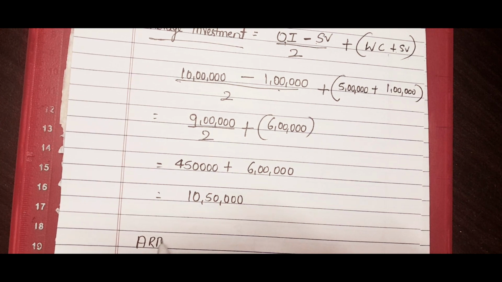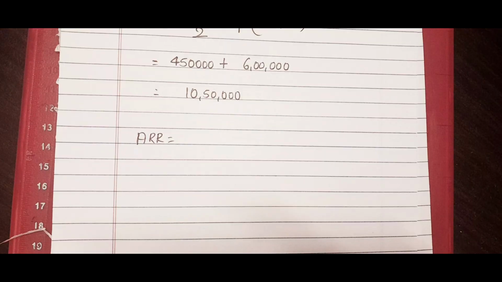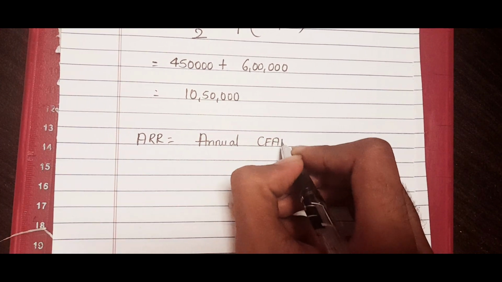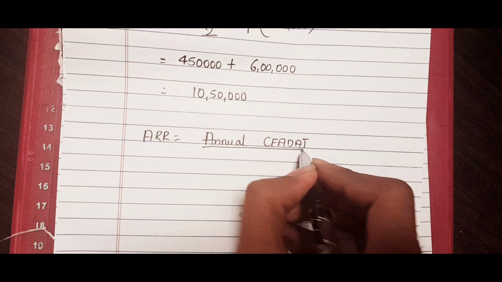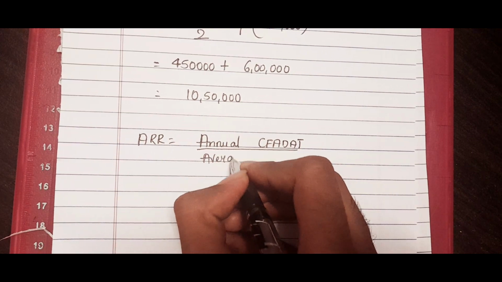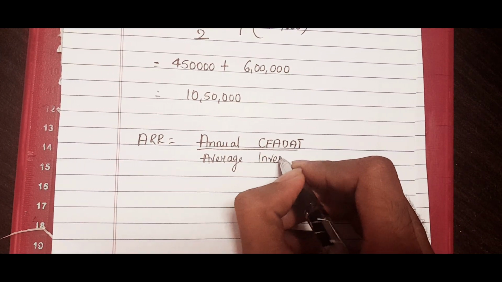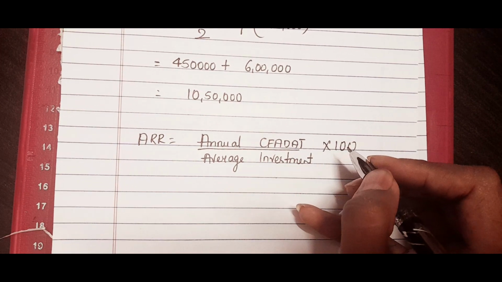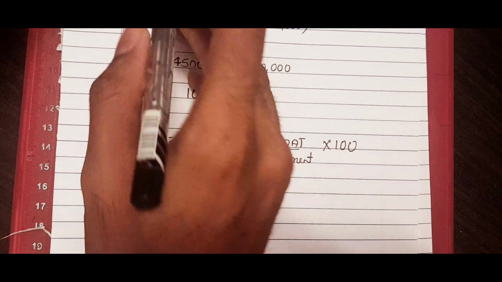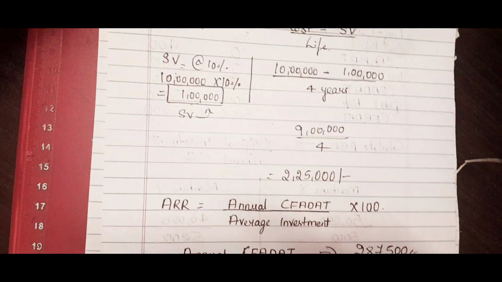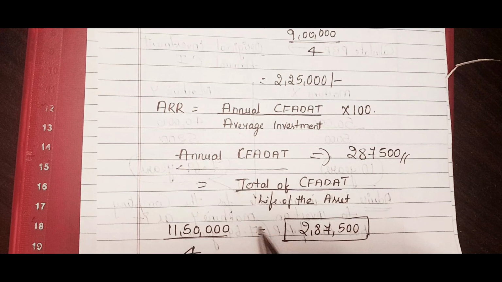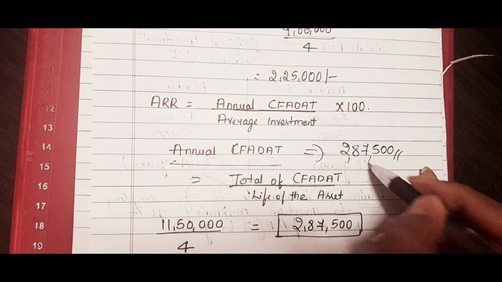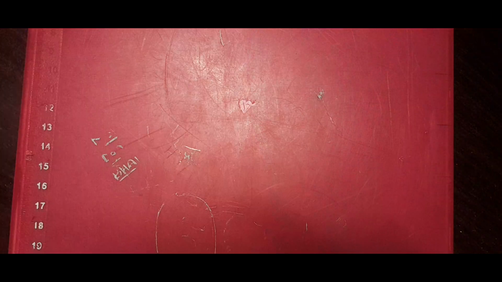What is the formula to find ARR? I told you that it is annual CFAD divided by average investment into 100. Formulas and all you have to remember; there is no other option. Now we have found out the annual CFAD. Annual CFAD is 2,87,500.